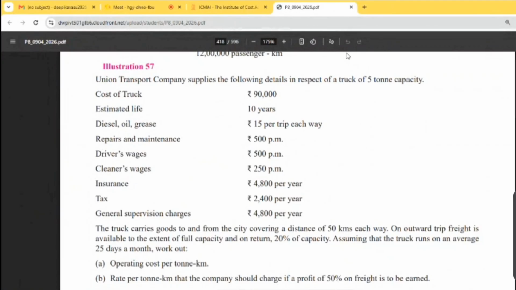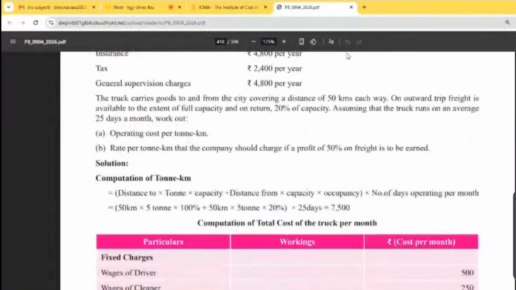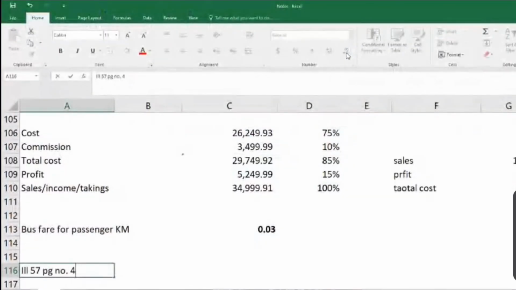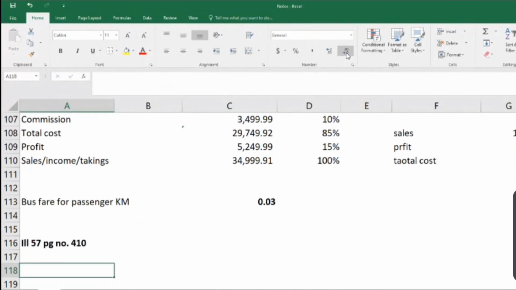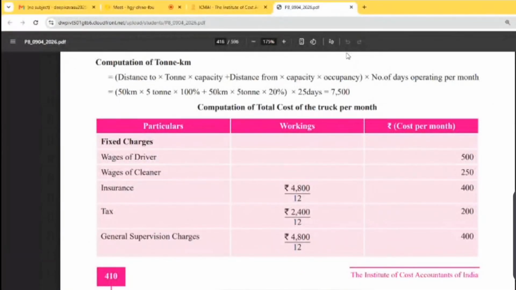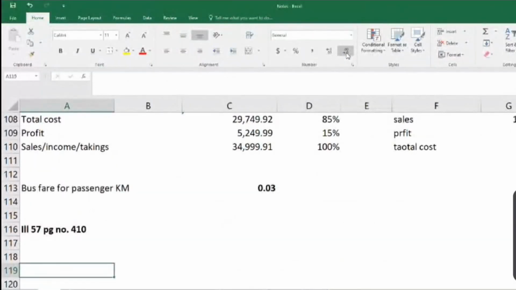If they are going to have a profit of 50%, what will be the cost they will be charging? That is what they are asking. So this is also an easy sum. So illustration 57, page number. What is the page number given here? Page number 14. Guys, if you want to copy down the sums, you can pause the video and copy down. If you want, I can share you this notes also.